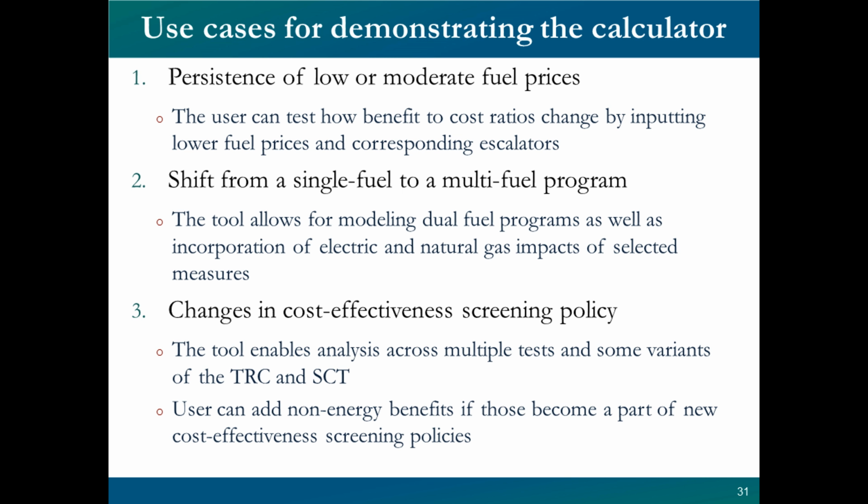Similarly, the model can be used to test out changes in cost-effectiveness screening policy. This can be done in two ways. One would be to enter the non-monetized benefits as a monetized proxy in the societal inputs in the initial inputs tab. And then the other would be to lower the threshold for cost effectiveness. So for instance, if the cost effectiveness threshold is usually at 1, in order to account for non-monetized benefits, that threshold could be reduced to 0.9 and qualitatively account for the fact that there are other policy needs or goals that are being met with the program.